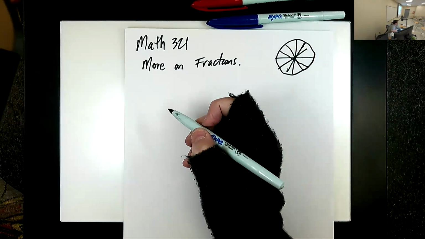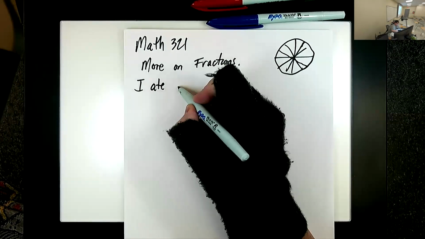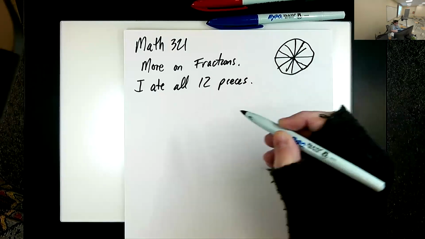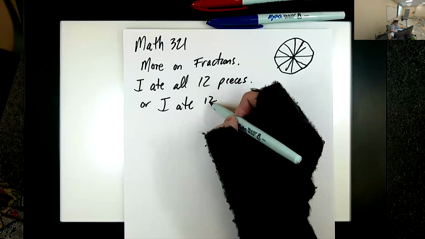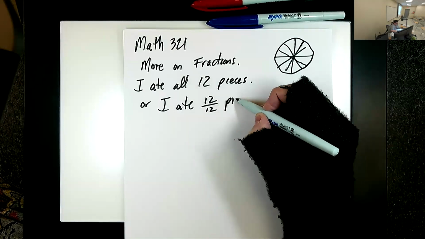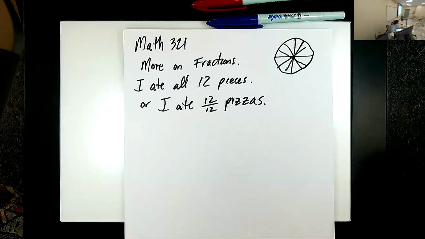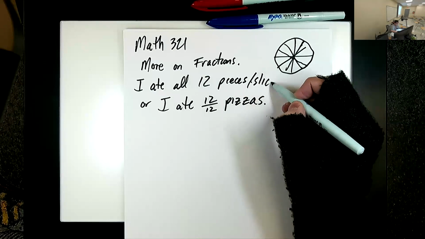And let's say I didn't share this. I didn't share the pizza. I ate all 12 pieces. Or I ate 12 out of 12 pizzas. When we do the fraction, we are talking about the whole thing. When we do the individual slices, the numerator, we're just talking about the slices.